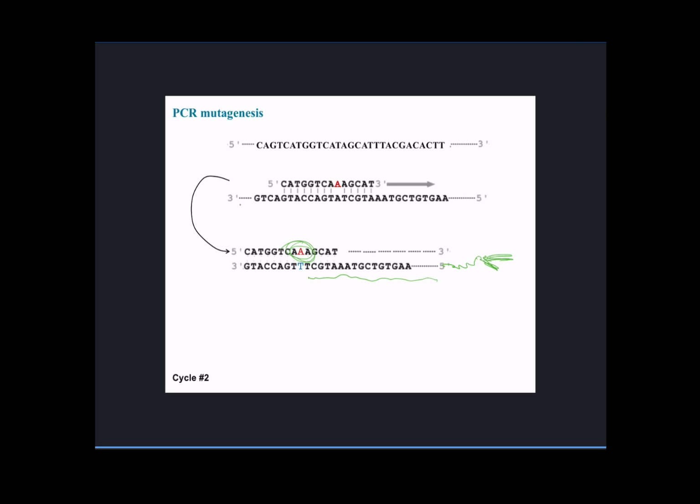And at the end of cycle 2, Taq polymerase will continue until it falls off. So it falls off here. And it will leave that T.